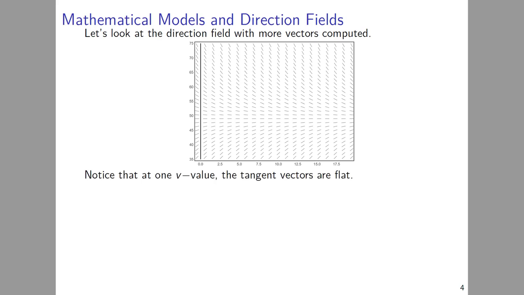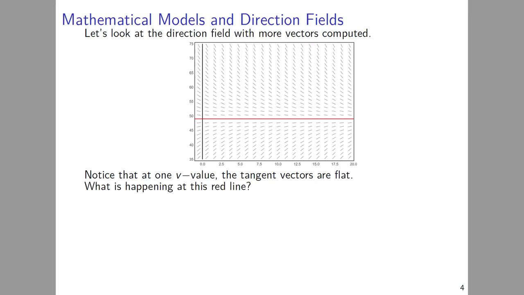Notice that at one v value, the tangent vectors are flat. What's happening at this red line where our tangent vectors are flat? Here, all of the values of dv/dt are equal to 0. Above it, our slopes are pointing down, and dv/dt is negative, and for values of v below it, dv/dt is positive, and the slopes are pointing up.